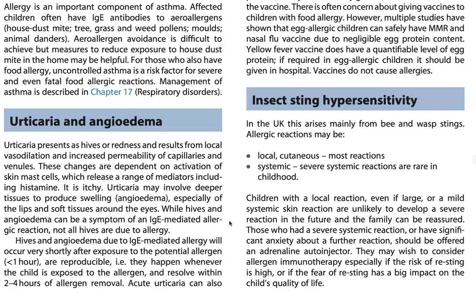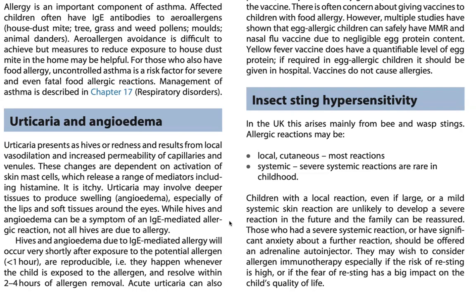Urticaria presents as hives or redness and results from local vasodilation and increased permeability of capillaries and venules. These changes are dependent on activation of skin mast cells, which release a range of mediators, including histamine. It is itchy. In deeper tissues, it results in swelling, or angioedema, especially of the lips and soft tissues around the eyes. While hives and angioedema can be a symptom of an IgE-mediated allergic reaction, not all hives are due to allergy.